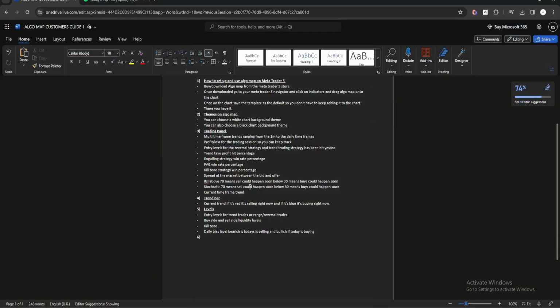Number 5 is levels. You toggle the levels on. It's going to put the entry levels on for trend trades and range trades. It's also going to add buy side and sell side liquidity levels. So say you're selling, you want to target sell side, and say you're buying, you want to target buy side. It's a pretty simple concept.